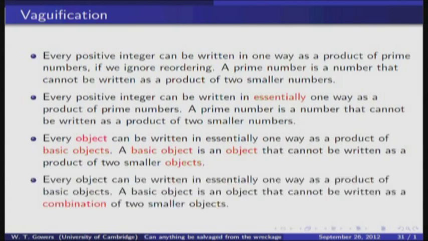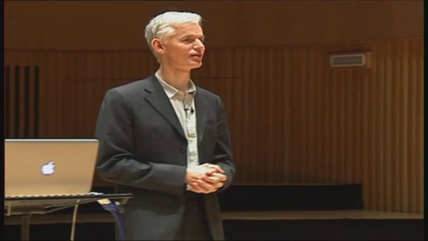We can make that a bit vaguer. What do I mean by product of two smaller objects? I don't really know. So let's just call it a combination of two smaller objects. And now I've got a statement that's vague, but an awful lot of statements in mathematics, if you do a similar process of vaguification, can result in precisely the same statement: that every object can be written in essentially one way as, perhaps I should have said combination in the first sentence. I wrote product by mistake.